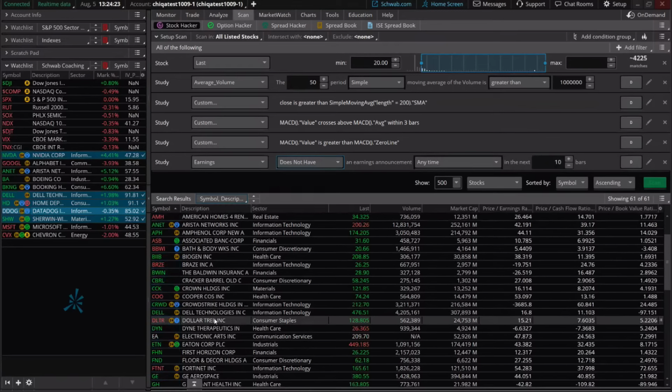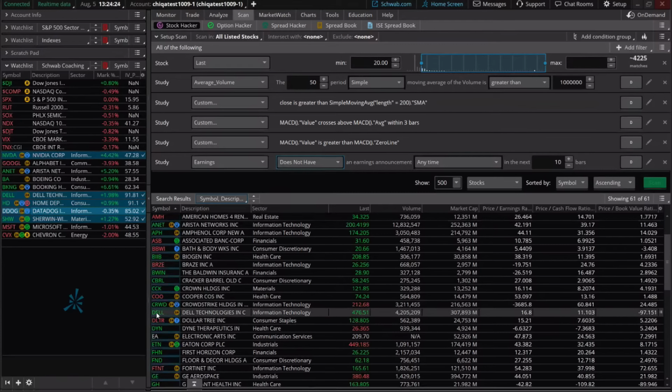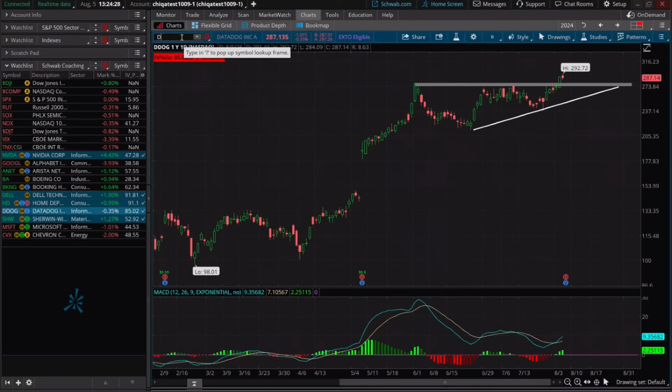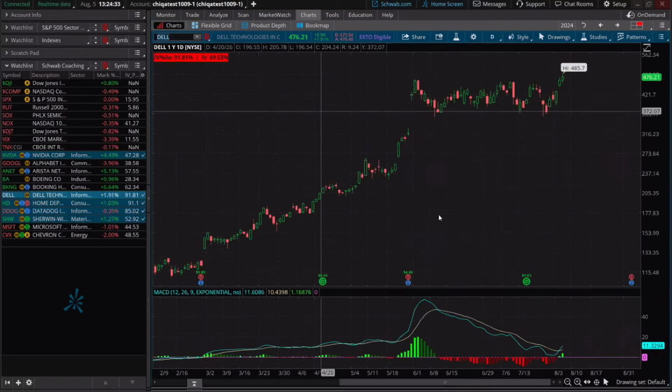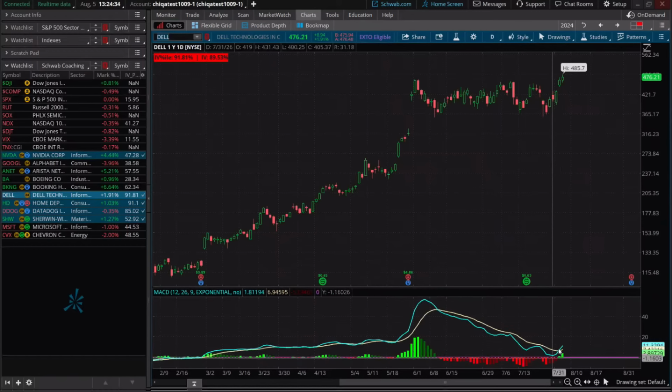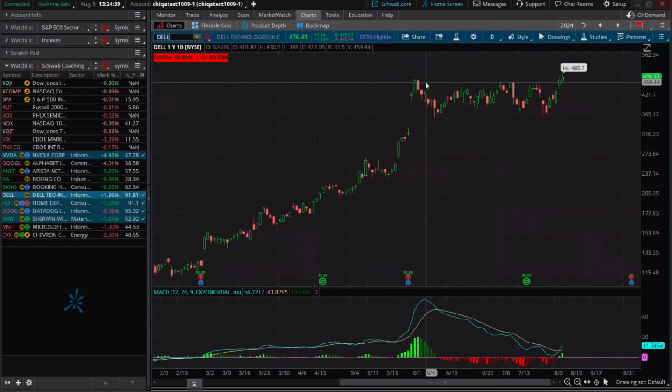Okay, let's take a look at another one. We're going to look at Dell here. Now, if we look at Dell, it meets our momentum criteria clearly. We can see that momentum's kind of reigniting. We just had a break to new all-time highs today.